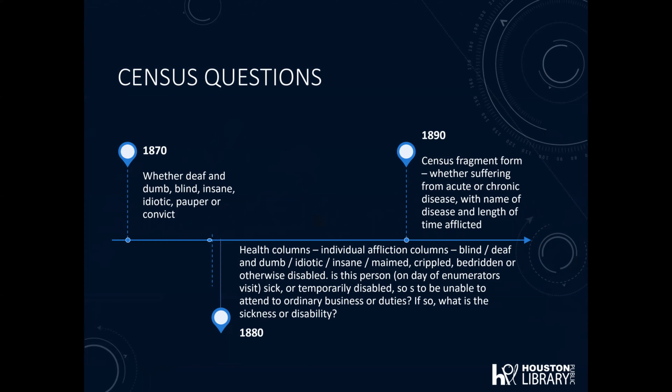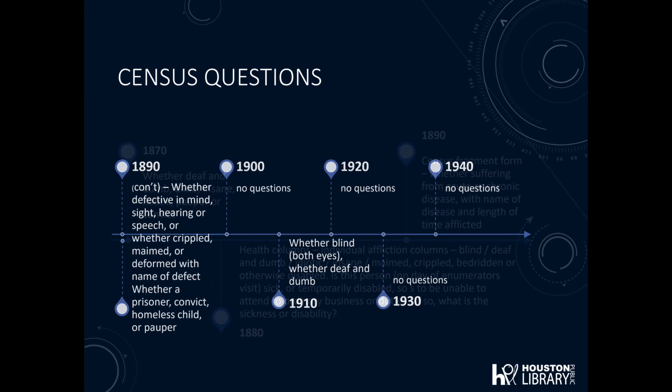So in 1880, you will find columns in those census sheets for whether somebody was deaf, dumb, blind, or insane. You can see in 1880 there were these special health columns, and I have examples of that. Then in 1890, there were fragments, such as whether they were suffering from acute or chronic diseases, and further on in the 1890 census, they asked if they were defective in mind, whether they were crippled.